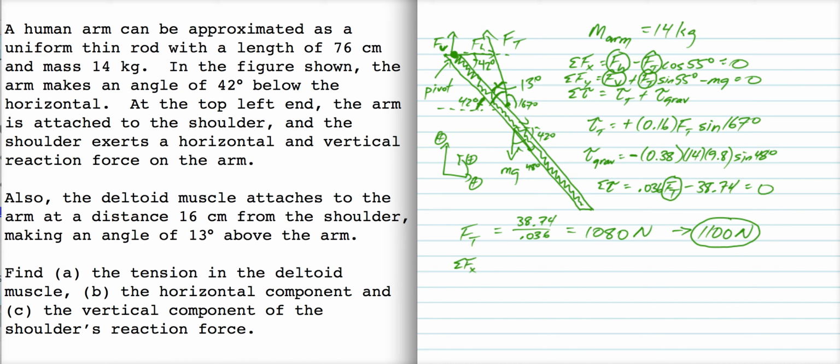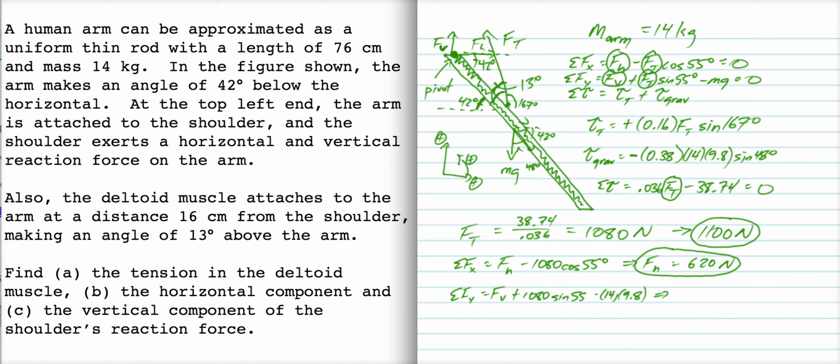Looking at the sum of all x forces, I get Fh minus 1080 cosine 55. Therefore, Fh is 620 newtons if I round off. I actually get 617, but I'm rounding to 620. And then for my y forces, Fv plus 1080 sine 55 minus 14 times 9.8. I get Fv is minus 740 newtons, rounding from minus 744.